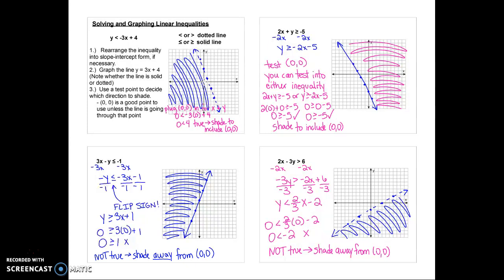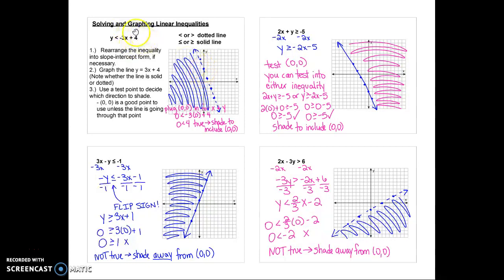Okay. So in this first example, y is less than negative 3x plus 4. Step 1 is done for us. It's in slope-intercept form, so we don't need to rearrange. So I can go straight to step 2 of graphing the y equals negative 3x plus 4. So you go to positive 4 on your y-axis.